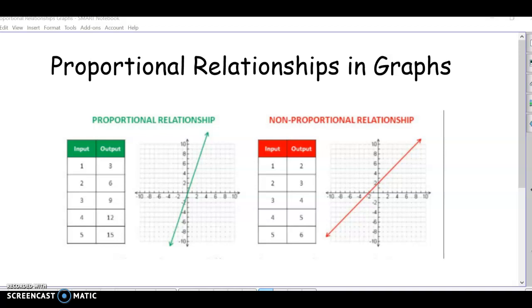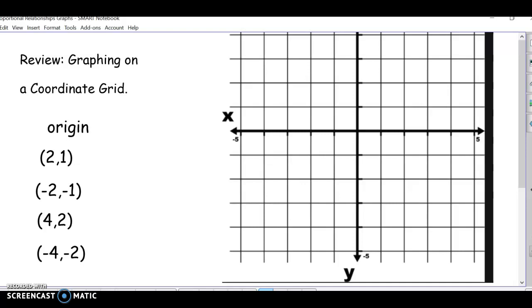Yesterday we worked on proportional relationships and we did that with tables. And today we're going to identify proportional relationships using graphs. All right, first a real quick review about the coordinate grid because this is going to be important.